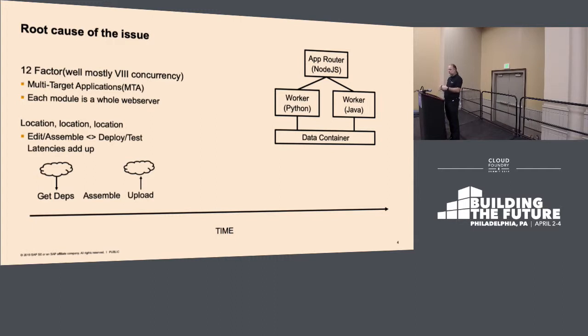Then on the local side, as you're pulling things together, there's certain assembly. Once you get it all assembled into what we call an MTAR, an MTA archive file, which is just a glorified zip file, it's got to be sent up to the Cloud Foundry system.